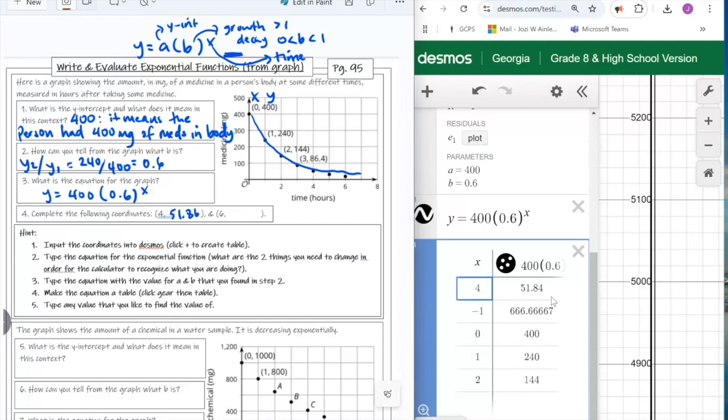51.86. What's my y value at 6? So instead of 4, I'm going to hit 6. It's 18.6624. Now, notice I'm putting the decimals. Why am I putting the decimals? Because in the last video, we didn't put the decimals, because the amount of mg medicine a person takes, as you can see right here, can be in decimals. So we can write this as the answer.